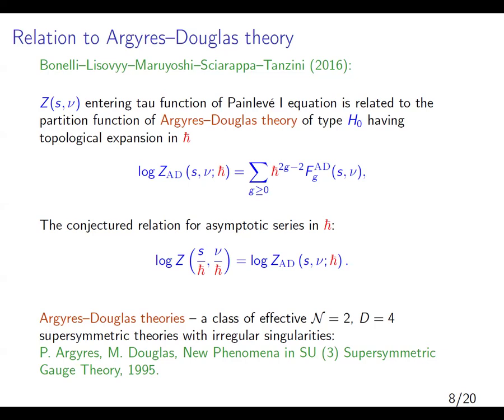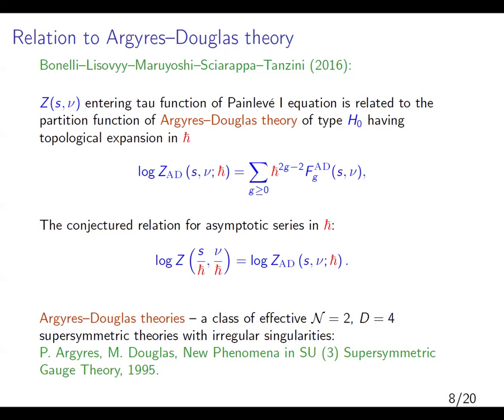namely, if we take free energy, we think that z is a partition function of this theory. We can expand in so-called topological expansion in h bar, and we obtain some functions like free energies. And the conjecture was that these two objects, one in the Painlevé I equation, and this partition function of Argyres-Douglas theory, are essentially the same object.